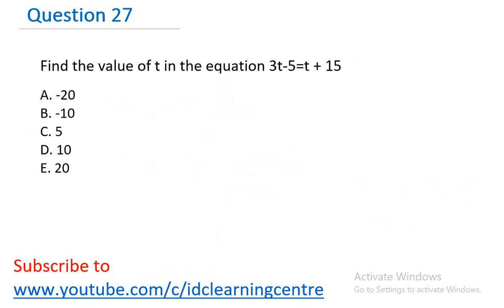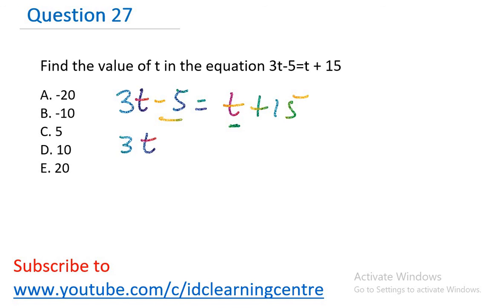Question number 27. Find the value of t in the equation 3t minus 5 equal to t plus 15. Collect like terms. Move t to the left and move minus 5 to the right. As t crosses the equal to sign to come to the left, t being a positive value, we change to a negative one, which will give me minus t. On the right hand side, we have 15. Minus 5 crossing the equal to sign, we change to plus 5.